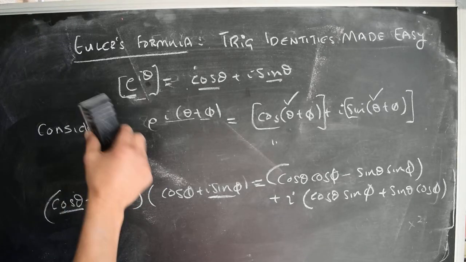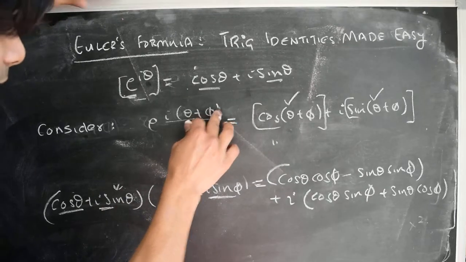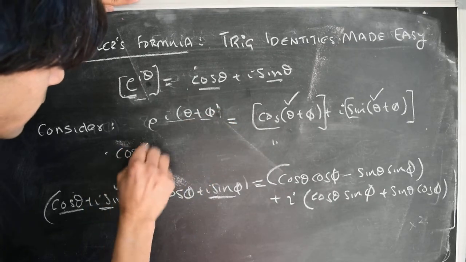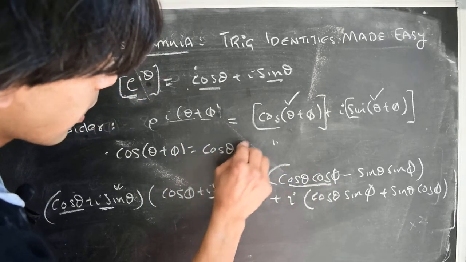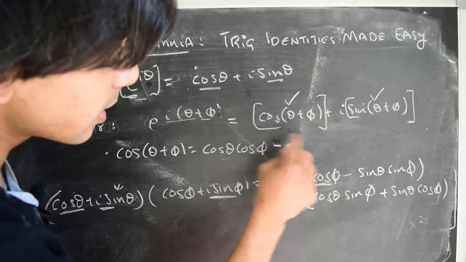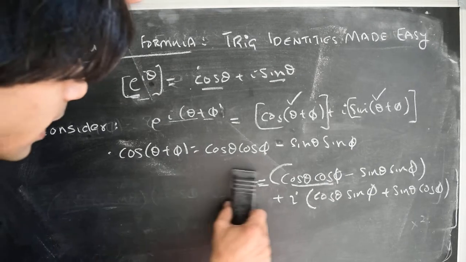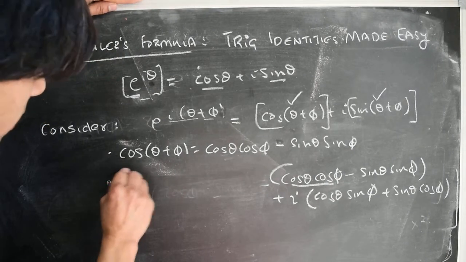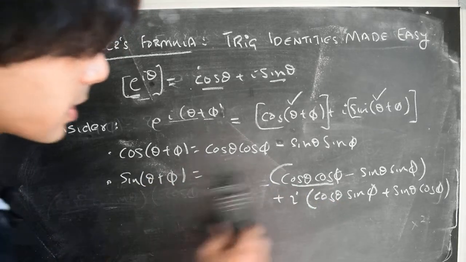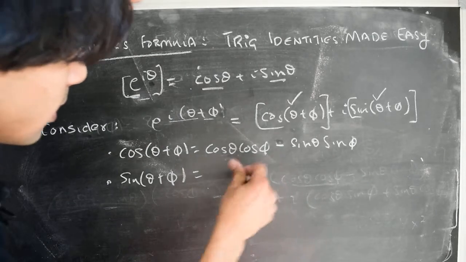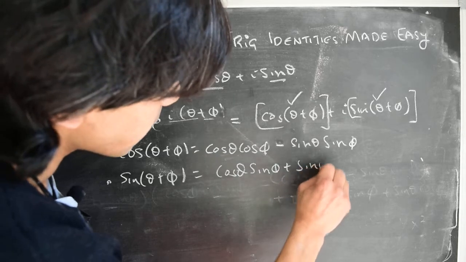So the answer for what is cosine theta plus phi is, we find that cosine theta plus phi is cos theta cos phi minus sine theta sine phi, and sine theta plus phi is cosine theta sine phi plus sine theta cosine phi.